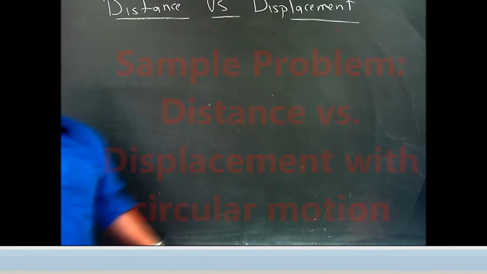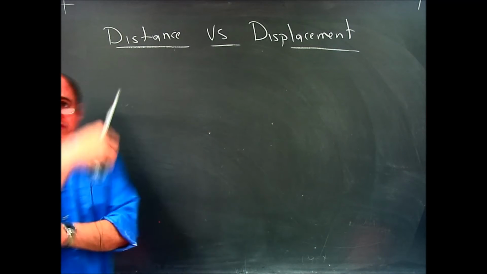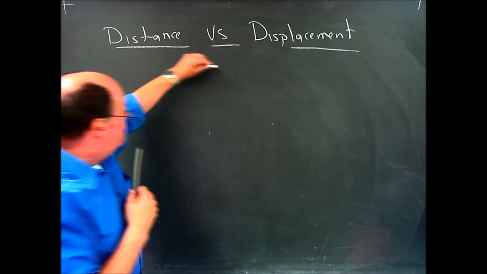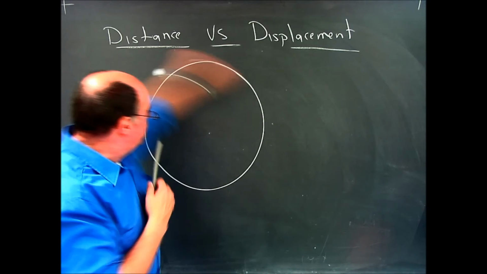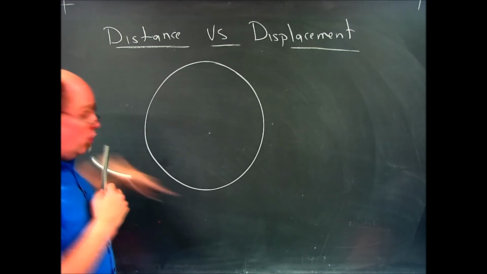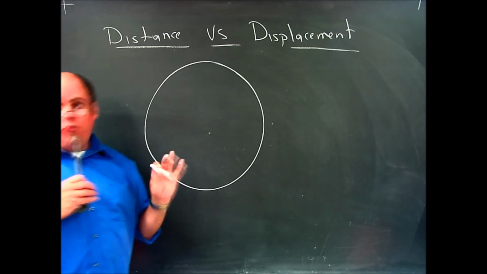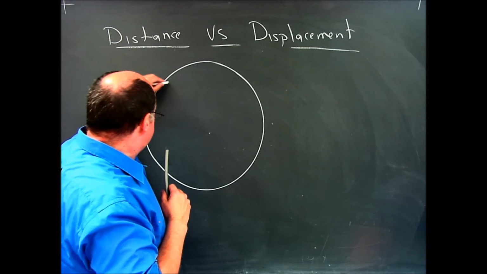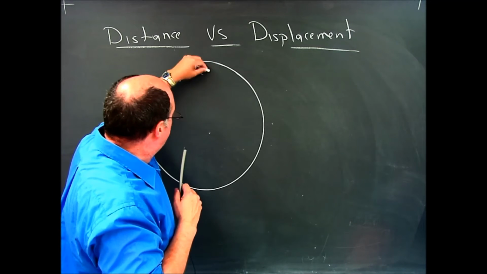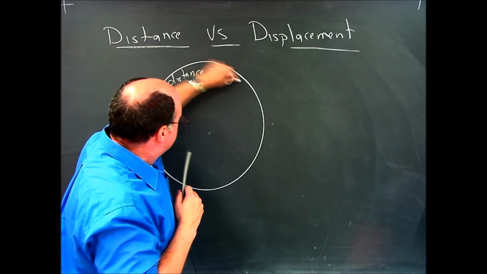Okay, let's do another quick example with this to show you how sometimes it could be tricky. So let's say that there was a racetrack, and it was a perfectly circular racetrack, and let's say the circumference, the distance around the whole racetrack, is just a nice even 100 meters.